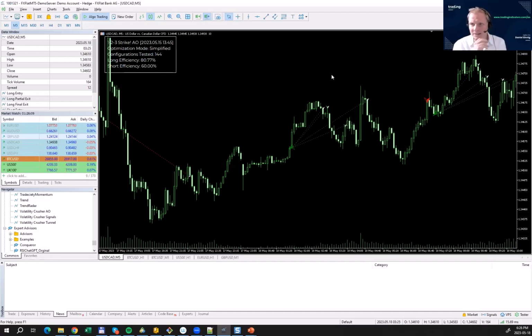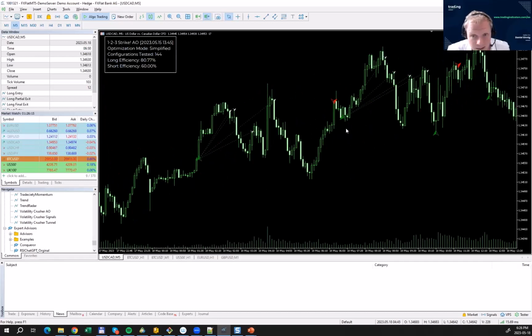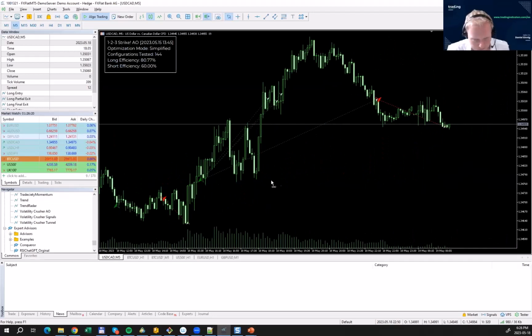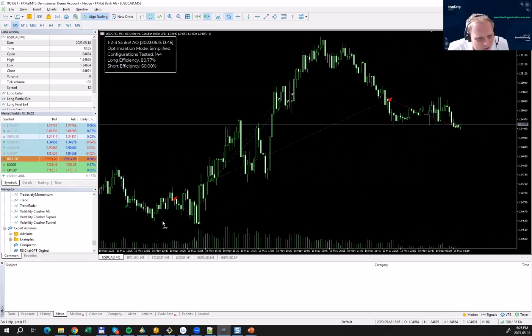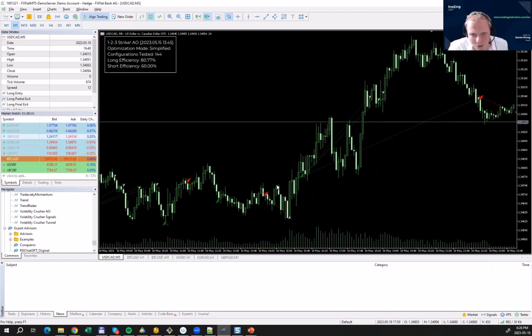So what does this actually tell us? Well, it tells us that long signals tend to have worked out, historically speaking, better than short signals. And if I scroll through this chart here, you might get the feeling for this as well. So, we had a couple of not so good short trades here. This one perhaps was not bad, but overall long trades seem to have worked out a bit better.